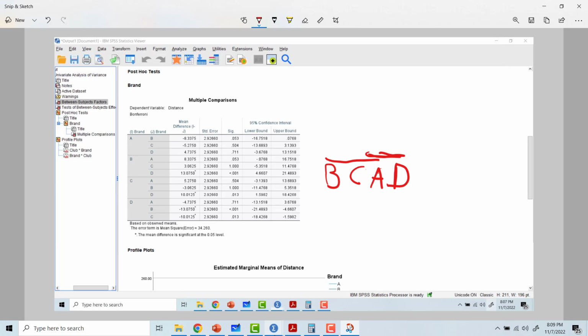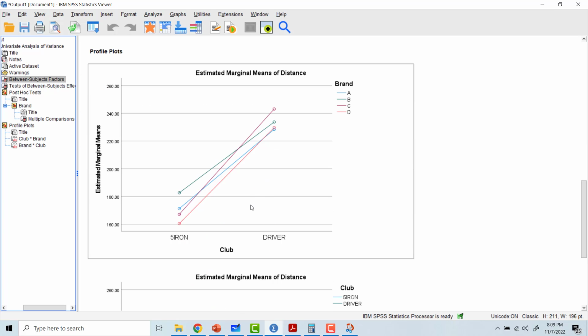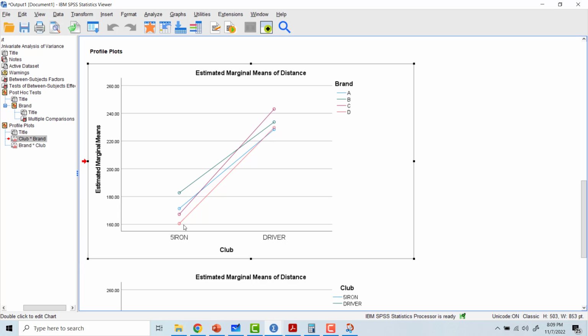Last thing I'm going to show you, I promise, is this interaction chart. You can see the lines cross, they're not completely parallel here. So you see that brand B is the highest for 5-iron, but it's less than C for driver. And you can see this crossing here that C is the 3rd highest for 5-iron, but it's by quite a bit the highest for the driver.